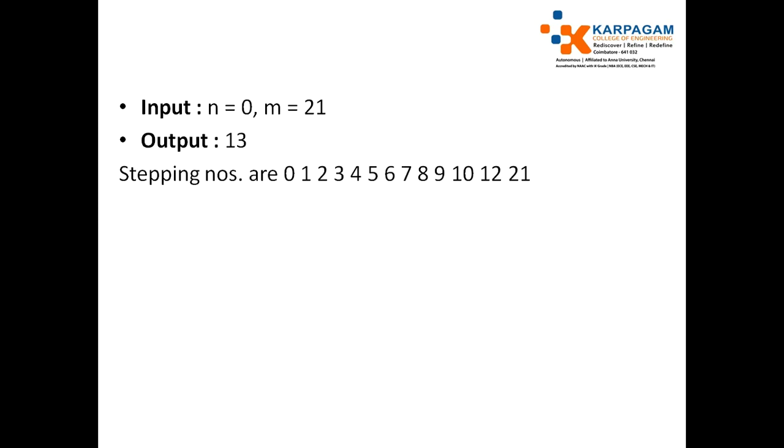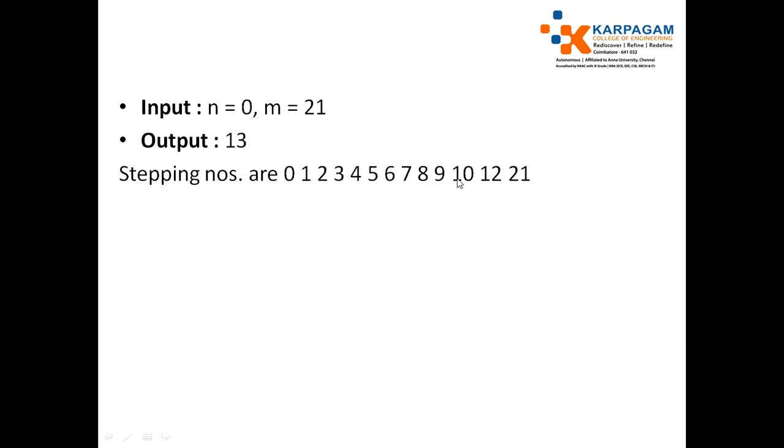N equal to 0 and m equal to 21. The meaning is that we need to give a range of values starting with 0 and ending with 21. The output here is 13. Meaning there are 13 stepping numbers identified between the range 0 and 21. You can see here it starts with 0, 1, 2, 3, 4, 5, 6, 7, 8, 9. All individual values. Along with that, you can see here 1, 0 is a stepping number.